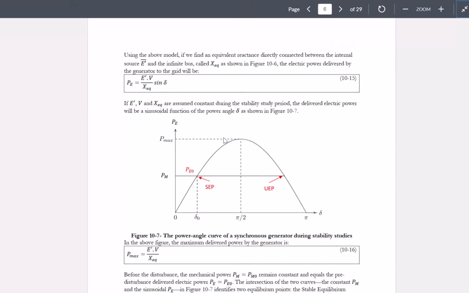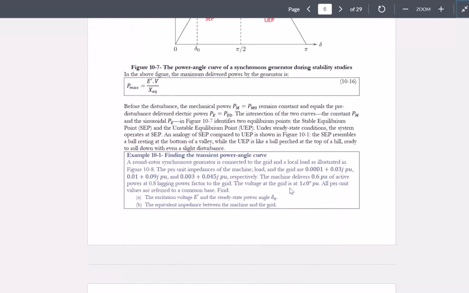And PE, in its first half cycle, can be plotted versus delta, as you can see in this figure. And in order to find out where the steady state conditions or stable equilibrium point is, we would need to intersect the mechanical power associated with the swing equation with PE, the electric power. In general, you would find two intersection points. One of those, which is smaller than pi over 2, would be the SEP, or stable equilibrium point. And the other one, which is greater than pi over 2, would be the UEP, or unstable equilibrium point.